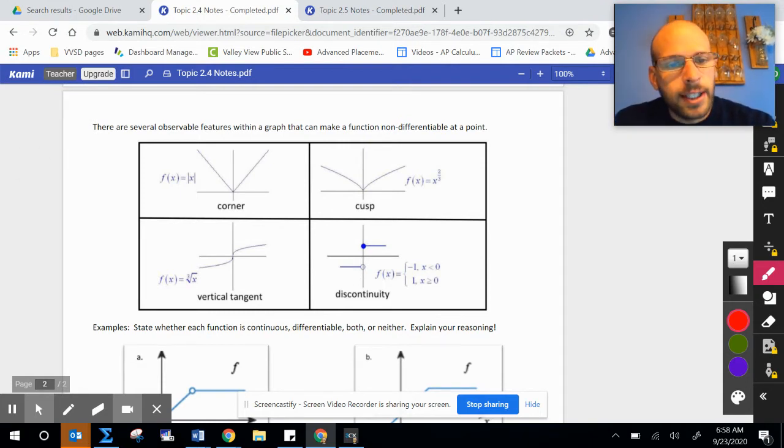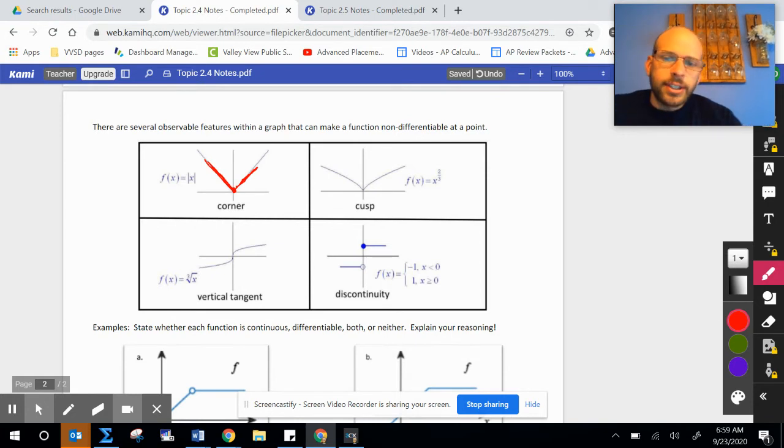Now, if you can see here, to the left side of that corner, in the upper left box, the left side of this corner is a negative constant slope. And then it hits this point and it goes positive. So the slope from the left and the slope from the right are not going to be the same. You have a constant negative slope on the left-hand side and a constant positive slope on the right-hand side, and those will never approach the same value. So therefore, it's not differentiable.